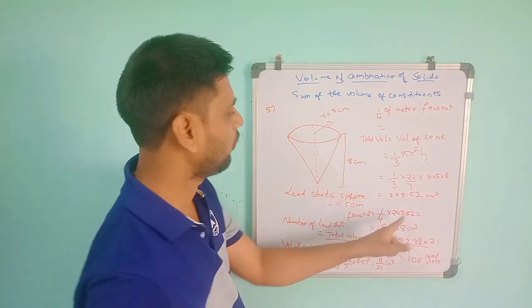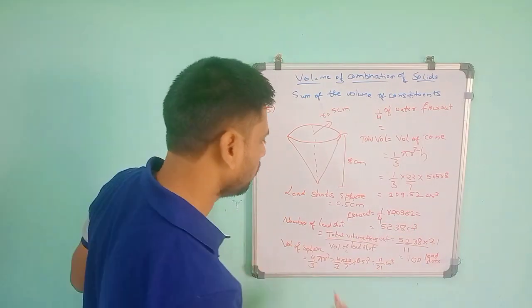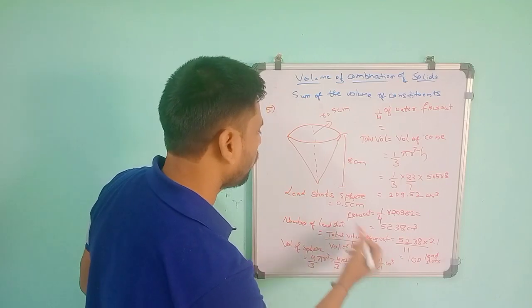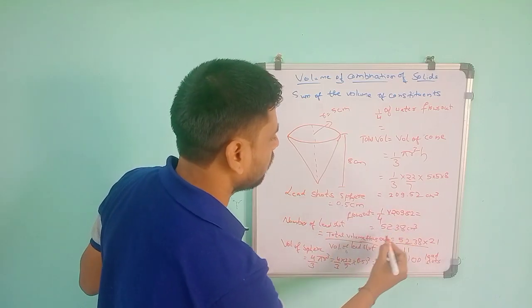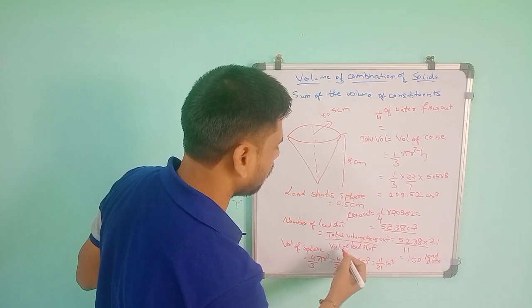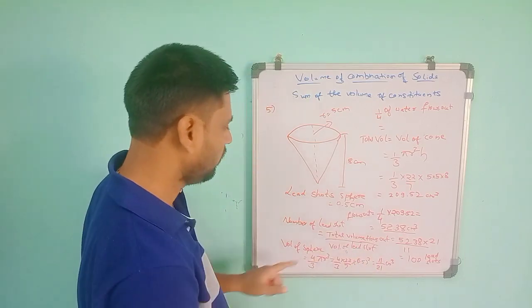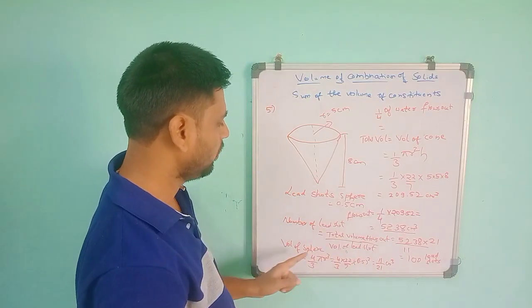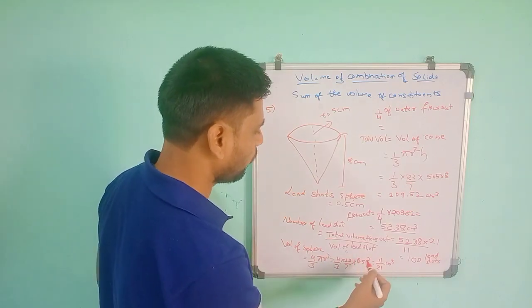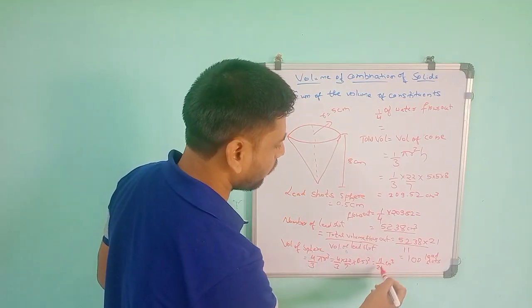So 4 8s are 32 centimeter cube. Then the number of lead shots is equal to the total volume that flows out divided by the volume of one lead shot. The volume of a lead shot, which is in the form of a sphere, is 4 by 3 pi r cube. 4 by 3 into 22 by 7 into 0.5 cube gives you 11 by 21.